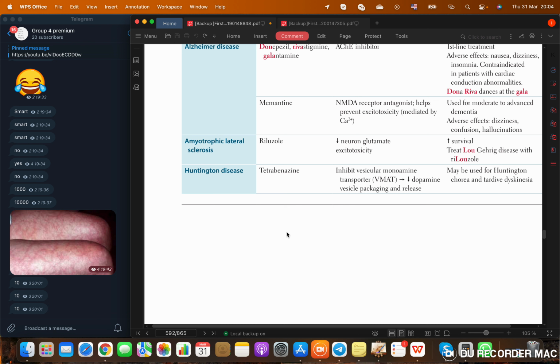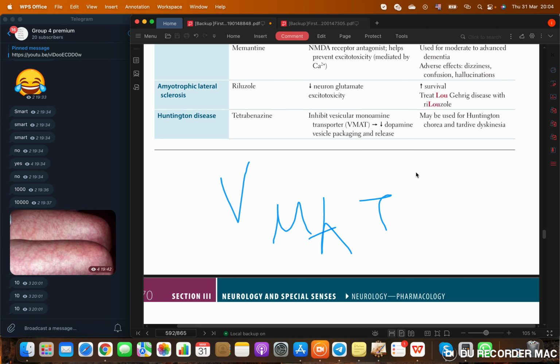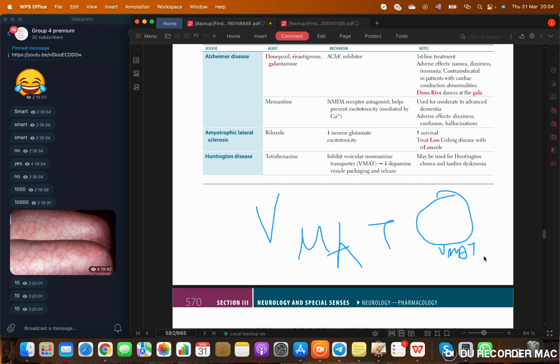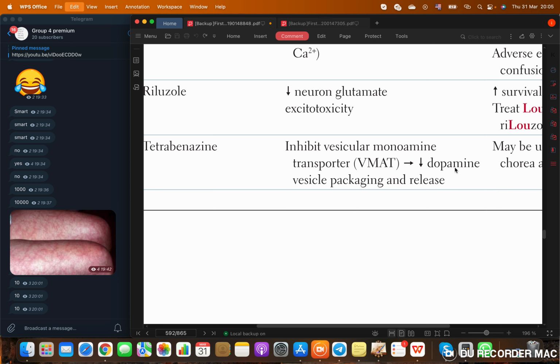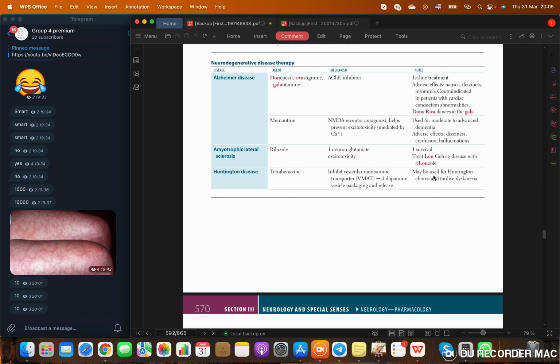Tetrabenazine can be used as well. It's a VMAT inhibitor. What is this VMAT? VMAT is just a form of transporter that helps to open up the vesicle, okay? So the VMAT opens the vesicles that are full with dopamine. So if the VMAT is inhibited, they write inhibition of the vesicular monoamine transporter, VMAT, okay? It decreases dopamine vesicle packaging and release. So it may be used for Huntington chorea and tardive dyskinesia.